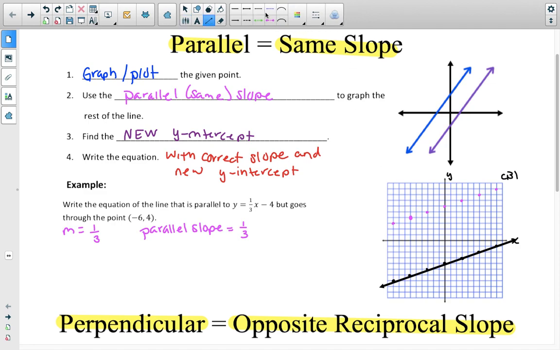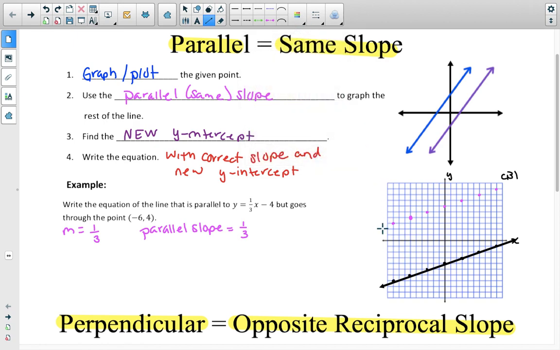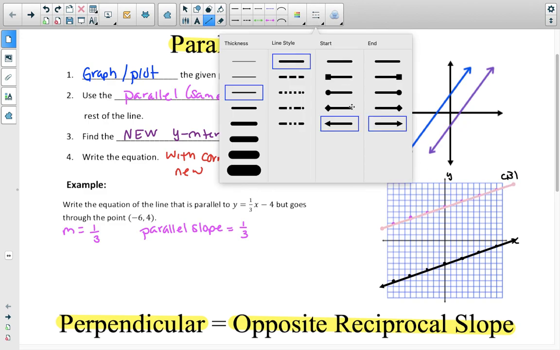And so now I'm going to graph the line. I'm going to change this color to pink. Guess that's the color I'm going to change it to. That is not pink. Okay, so that should have arrows on it.